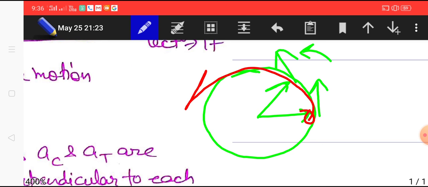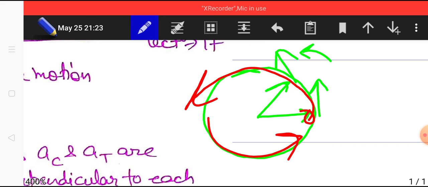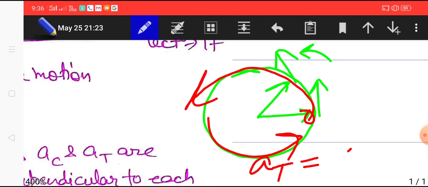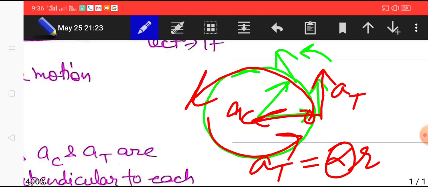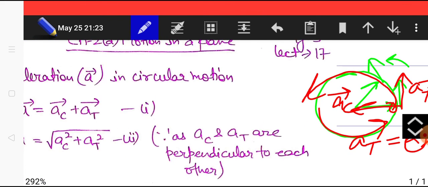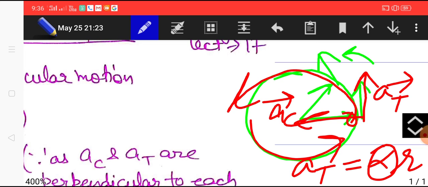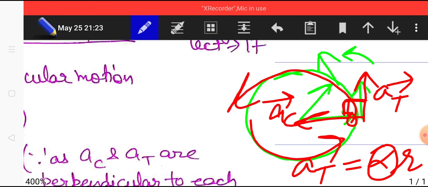If the speed of the object itself increases while moving in a circle, then it means there is tangential acceleration a_t, which is also equal to alpha r, where alpha is angular acceleration. And the second is a_c, whose direction is always towards the center, and the tangential acceleration's direction is always along the tangent, the linear acceleration.